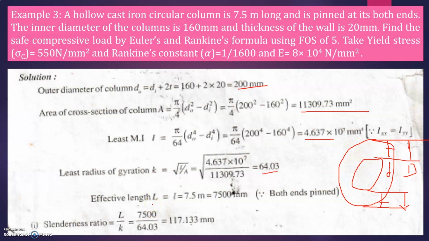And we also want the effective length to find the slenderness ratio. Both the ends are pinned, meaning hinged, so L effective is equal to L, that is 7.5 meter or 7500 mm. Now you can calculate the slenderness ratio. Slenderness ratio is equal to L divided by K, or LE divided by K. This is the effective length. You can take it as capital L or LE. 7500 divided by K, which is 64.03, gives 117.133. This is the slenderness ratio.